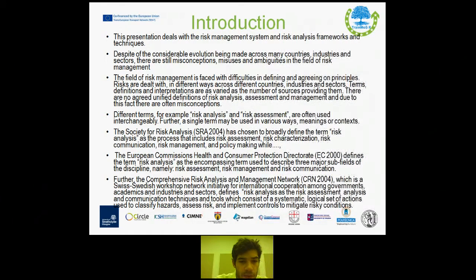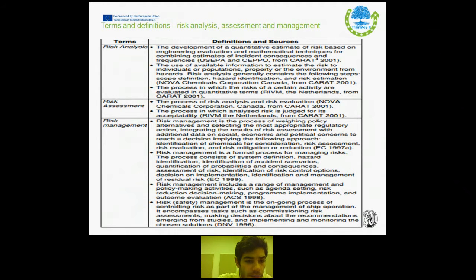As we said earlier, there are many definitions about risk management. More particularly, we can see that for risk analysis, the US EPA and SEPO define it as the development of a quantitative estimate of risk based on engineering evaluation and mathematical techniques from combining estimates of incident consequences and frequencies. While for Chemical Cooperation Canada, risk analysis is the use of available information to estimate the risk to individuals or populations, property or the environment from hazards.